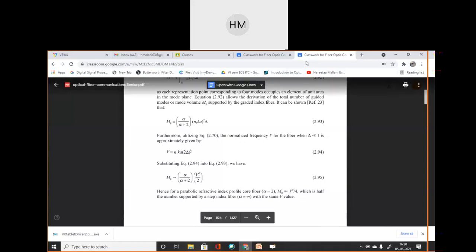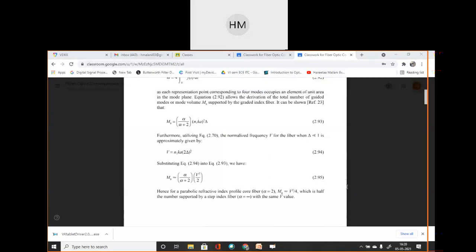Yes, student, what is the value? Write down in the chat box. It's V square by 4. Okay, V square by 4 for alpha equals 2. Very good.